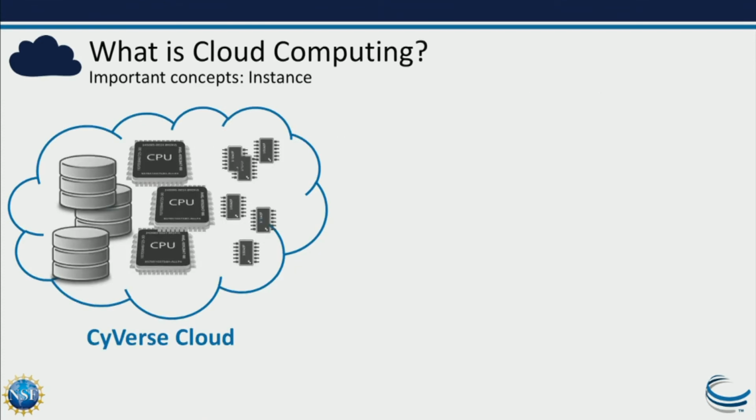The second word that you need to understand is something called instance. So within the CyVerse cloud, we have physical resources. We have CPUs, we have memory in the form of RAM, we have disks. And when you come to use Atmosphere, you're actually asking for a direct allocation of some of those.